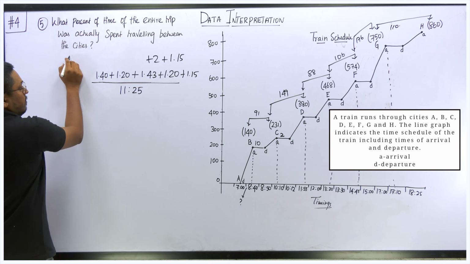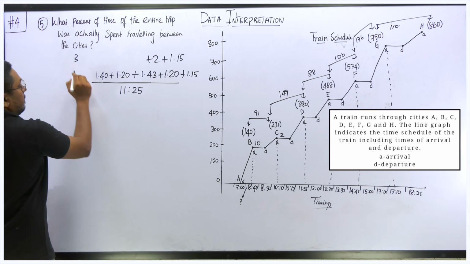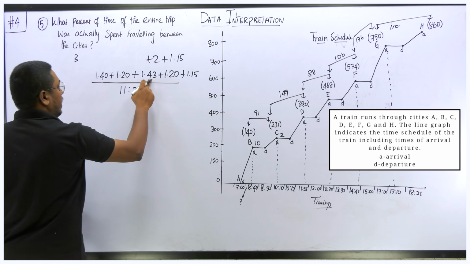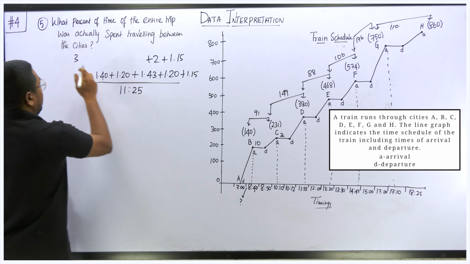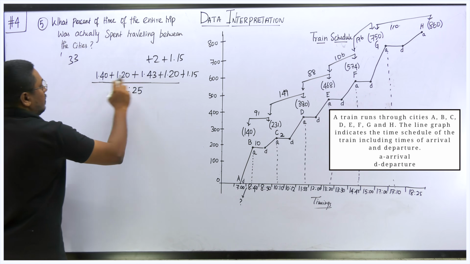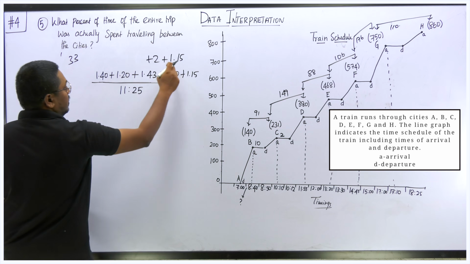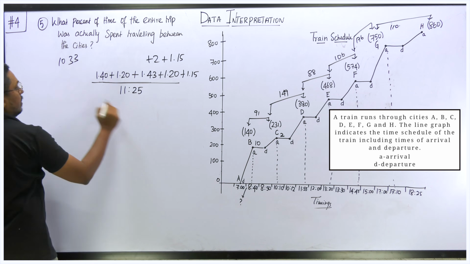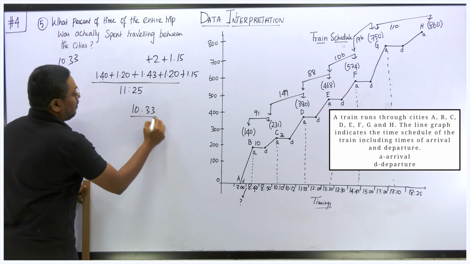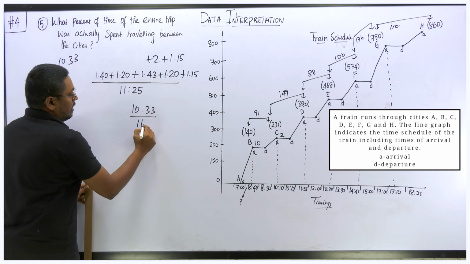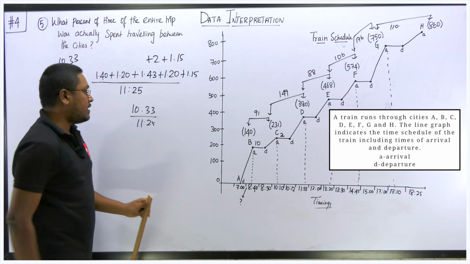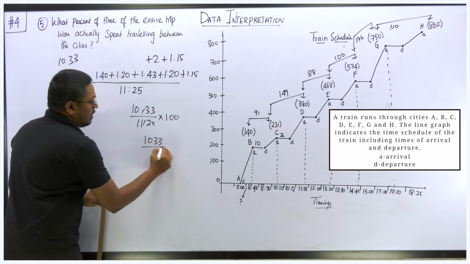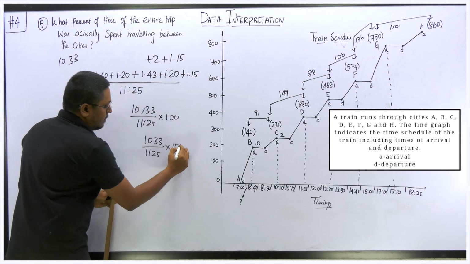So 1.40, 1.20, and the rest added up. 10.33 total divided by 11 hours 25 minutes total journey. So times 100, right? We can cancel the decimal point here. So 1033 divided by 1125 times 100.